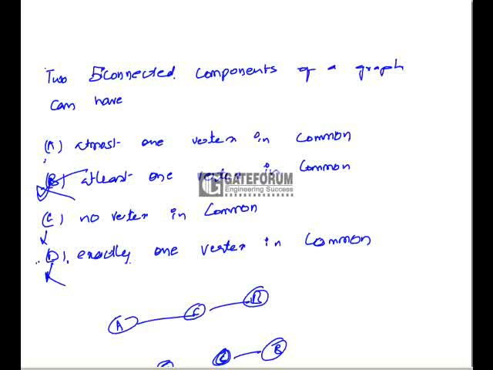Here option A is correct, at most one vertex in common. This is the correct option. We can have biconnected components with no common vertex, or even if you have common vertices, that should be only a maximum of one vertex. We cannot have biconnected components with two common vertices. If two vertices are common, then those two are not biconnected components. So here the correct option is option A.